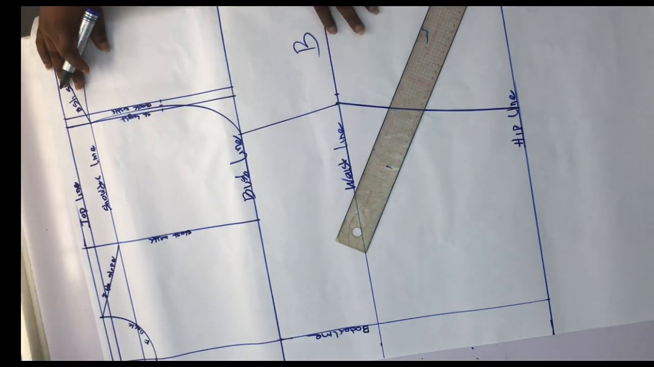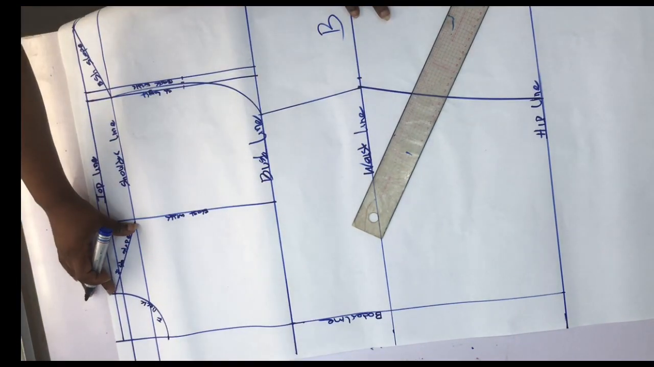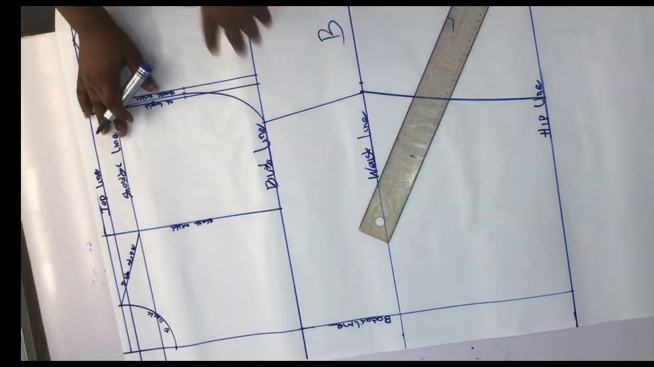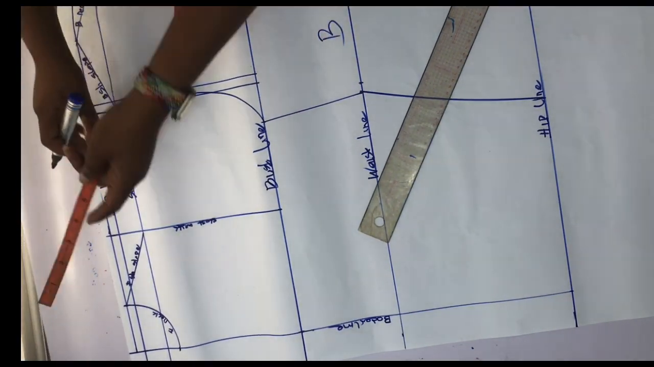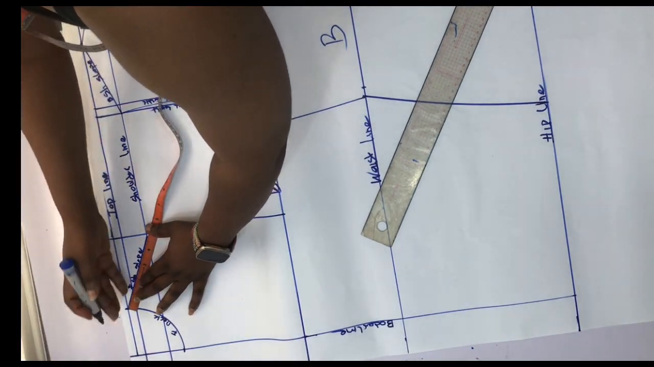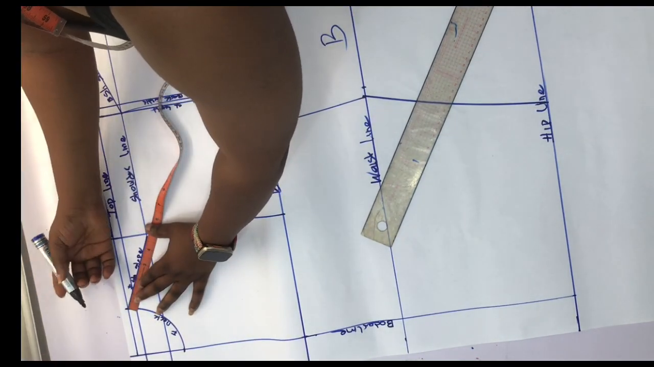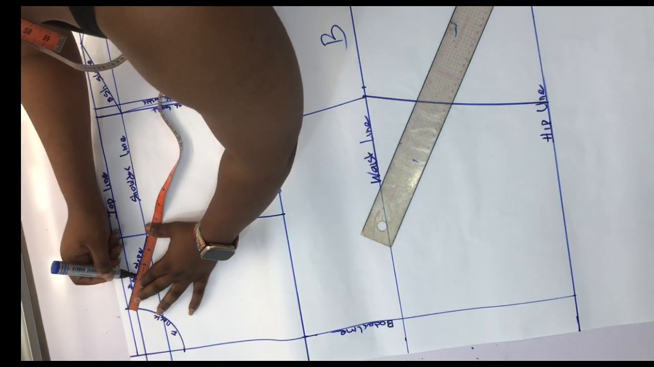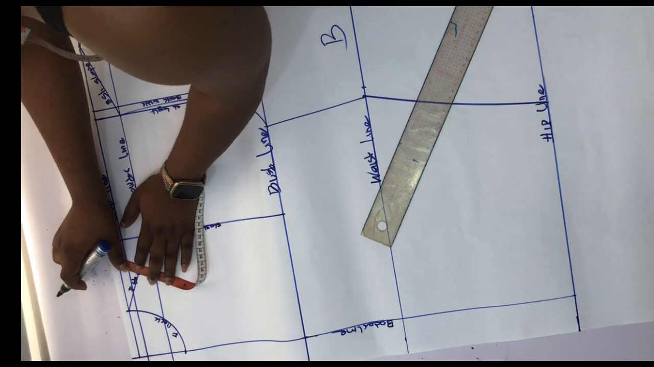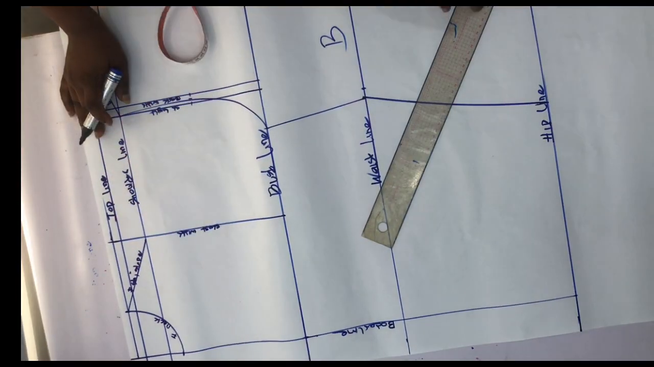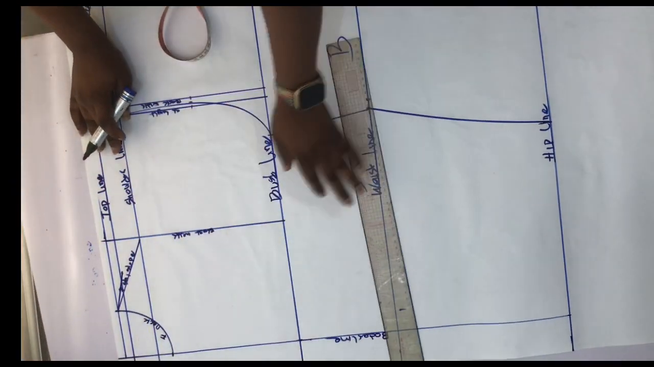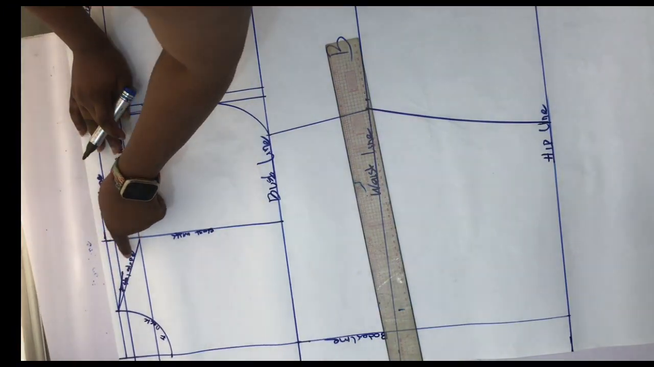Now, do you remember when we had to transfer our back shoulder slope to the front? That shoulder slope is what we're going to be using to get our original shoulder slope for the front. So to get that, we're going to be dividing the initial shoulder slope by 2. Then we're going to come up by ½ inch and mark it. Then we're going to connect it. So that is going to be our first shoulder slope.